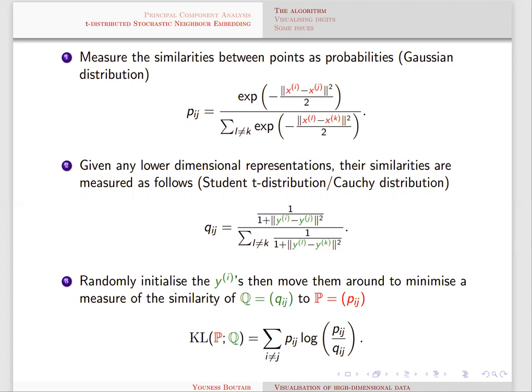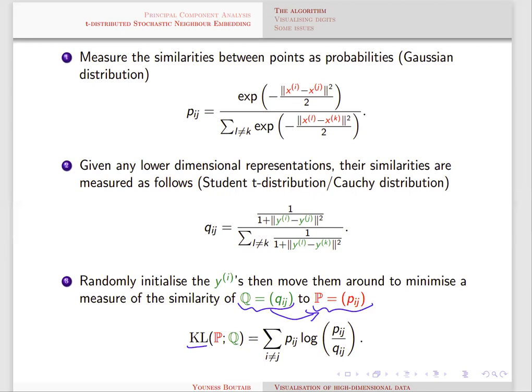Now we can collect all the probabilities pij to define a probability measure p, and we can do the same thing in the lower dimensional space and define a probability q. And we can measure the similarity of q to p using what we call the Kullback-Leibler divergence, which is given by this formula. Notice that this divergence is equal to 0 when q is equal to p. But we cannot necessarily have q equal to p because we are using different density functions.